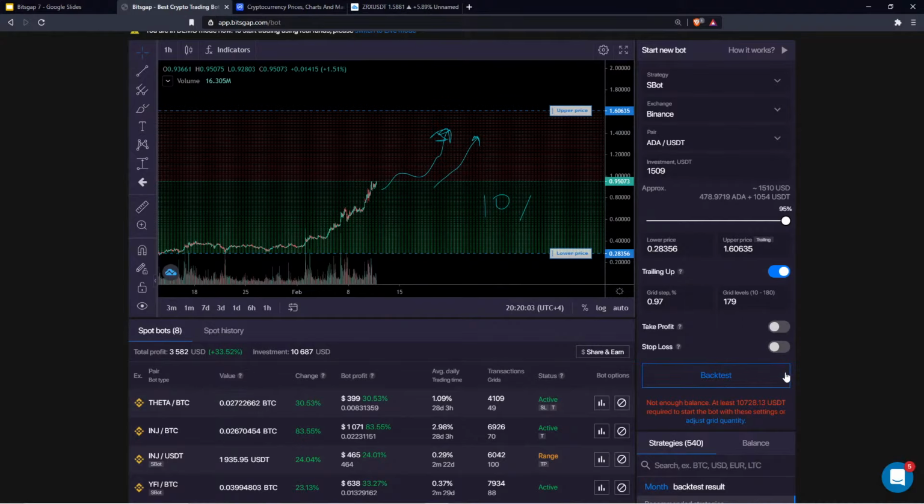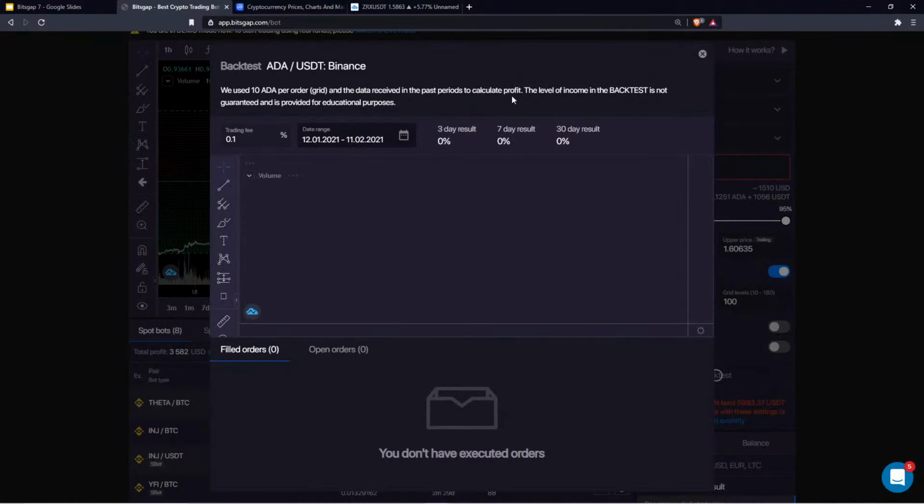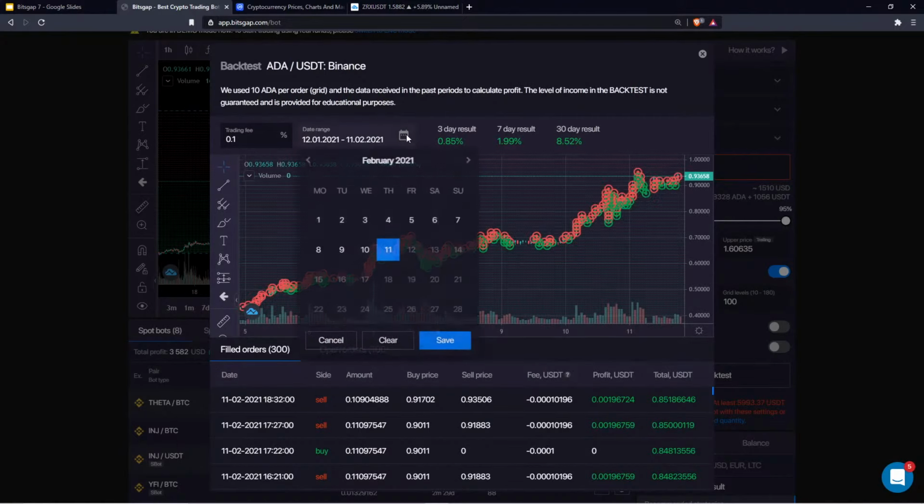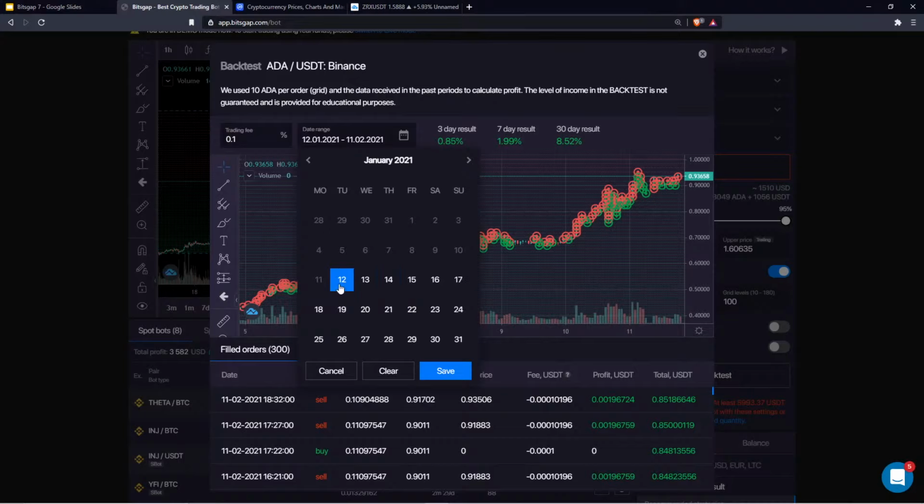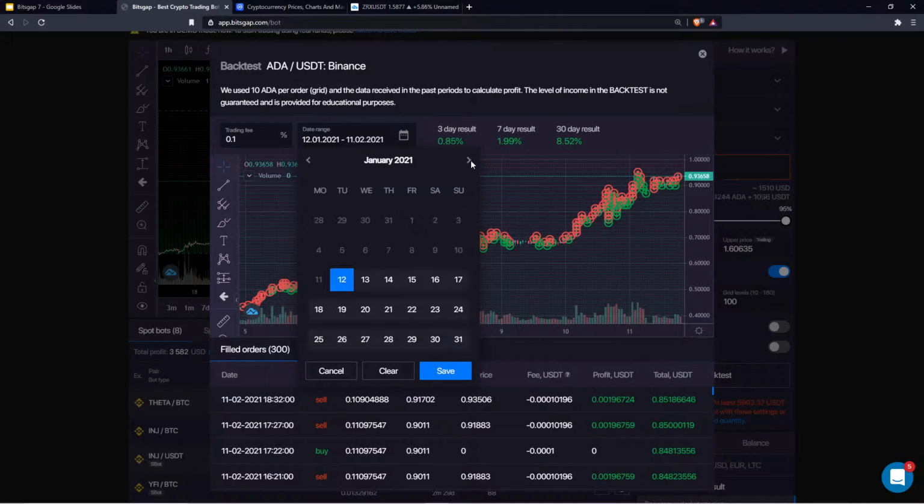So the tool I'm using here is basically the backtest tool, the one that you can find here. It says backtest. So you can set any amount of grid levels and you can backtest this strategy for any period. But the maximum period is just 1 month. So you see, I'm now able to backtest this strategy to see what would be the performance of my bot if I would have launched it 1 month ago, from 12th of January until today.